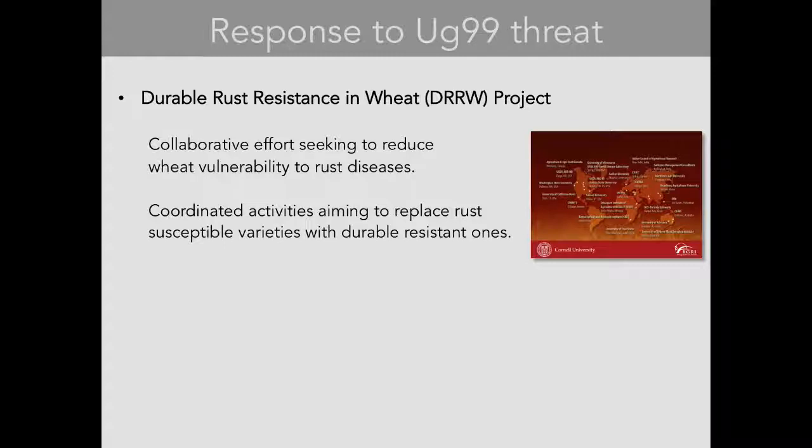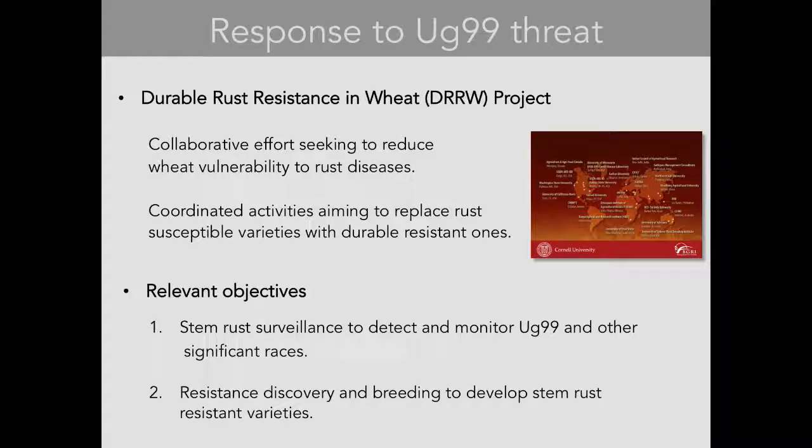So in response to the threat posed by Ug99, first the Borlaug Global Rust Initiative, or BGRI, in 2005, and then the Durable Rust Resistance in Wheat project, or DRRW, in 2008 were established. And the DRRW is a comprehensive global program that congregates 21 research institutions around the world with the main objective of reducing wheat vulnerability, not only to stem rust, but also to the other wheat rusts. So they were coordinating activities aiming to replace the rust-susceptible varieties with durable resistant ones.